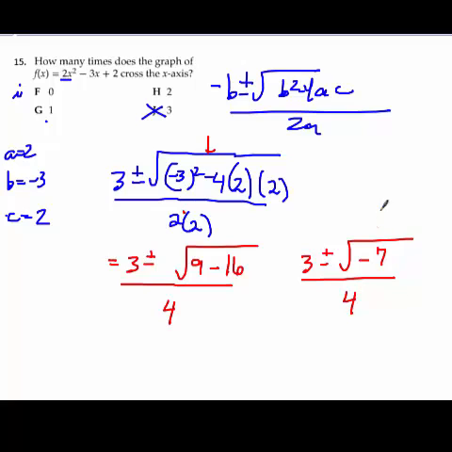Well, now I have a negative inside of the square root. What does that mean? That means it is going to be imaginary. If it's imaginary, it cannot cross the x-axis. That means it crosses the x-axis 0 times.